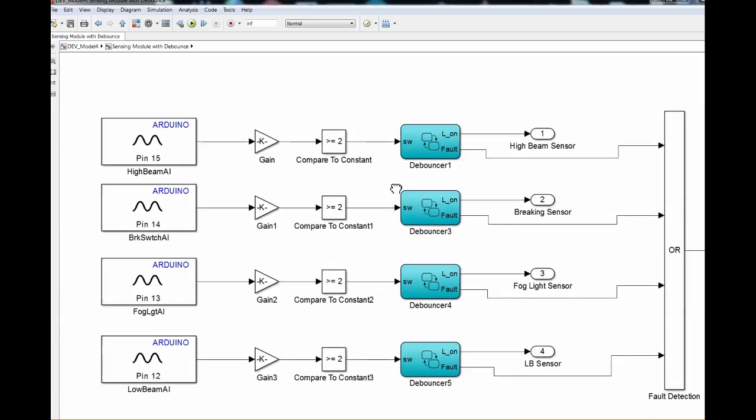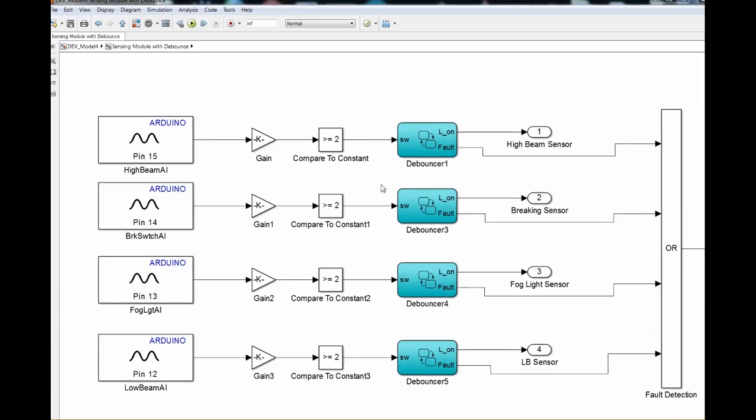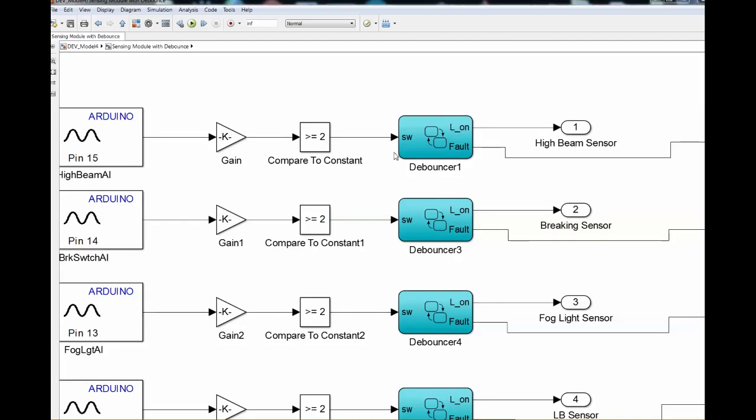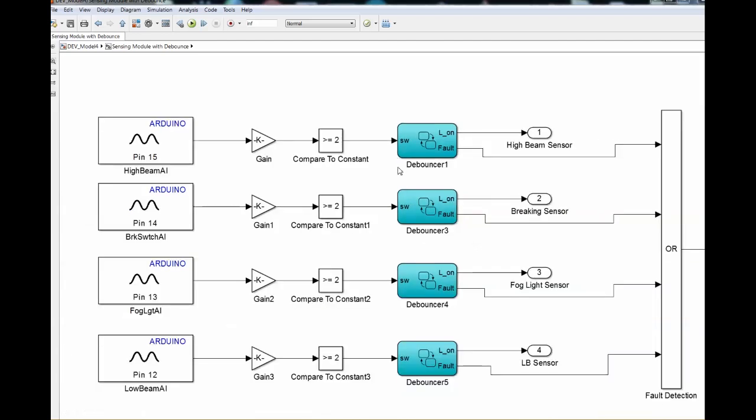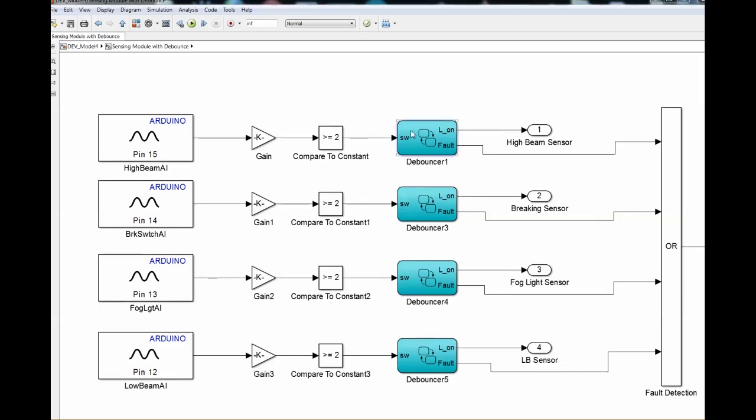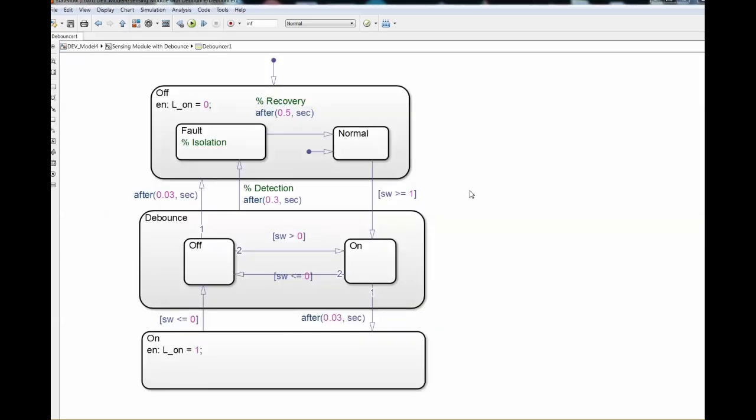You can find that, obviously, on all kinds of sites, arduino.cc, and they have a description there. Since I have the processing capability, I chose to do it software-wise. And this is a state flow model. So let's go in here and see what this is.